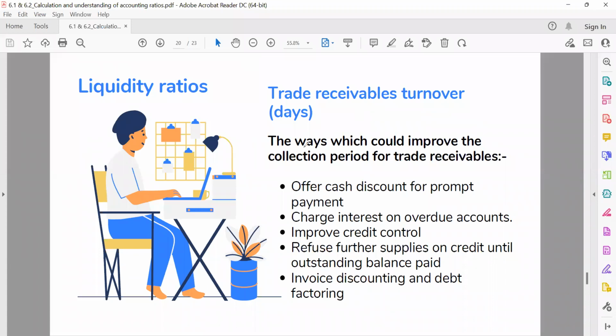Okay. The ways to improve the collection period for the trade receivable: offer cash discount, which is the discount allowed for prompt payment, charge interest on the overdue account, improve credit control, refuse further supply on credit until the outstanding balance is paid, and invoice discounting. Invoice discounting means you sell your invoice to the bank, and the bank gives you the money but at a discounted price. Normally this is for LC, letter of credit, from overseas. And debt factoring, basically you get somebody to help you collect the debt, or you sell your debt also can.